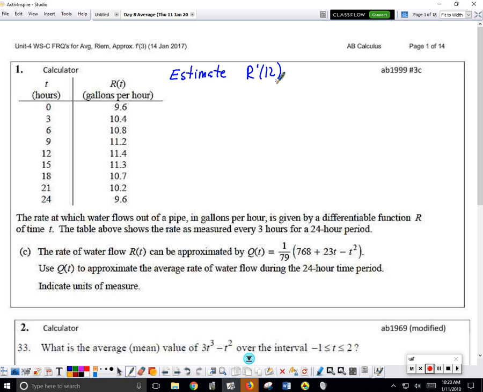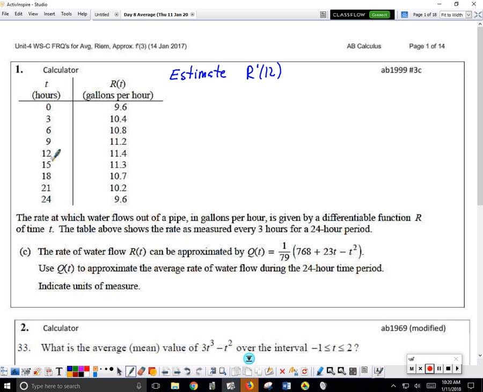So if they ask me to estimate a tangent slope, I'm going to do it by finding the nearest secant slope. But for 12, there are actually three possibilities. I could go before, like from 9 to 12, that's a nearby secant. I could go from 12 to 15, that's a nearby secant. Or I could do the one that jumps over, the 9 to 15. Any of those are valid. Just choose one and do it. They'll give you credit for it.